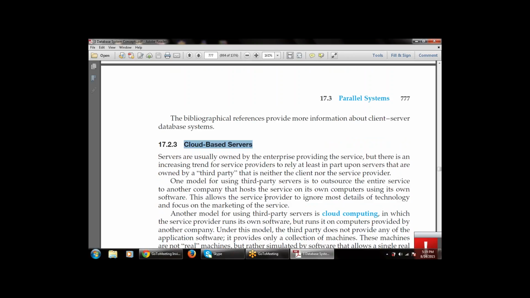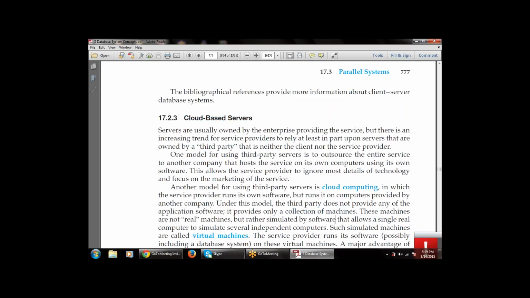Another model for using the third-party server is cloud computing, not client computing. With cloud computing, the service provider runs its own software, but runs it on computers provided by another company. Under this model, the third party does not provide any application server. It provides only a collection of machines.